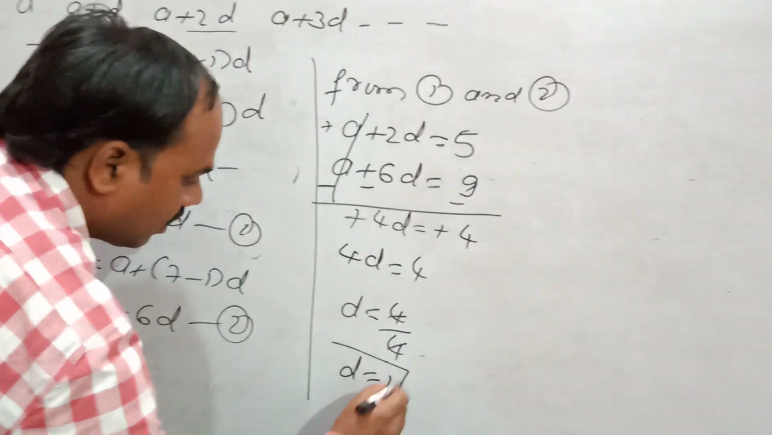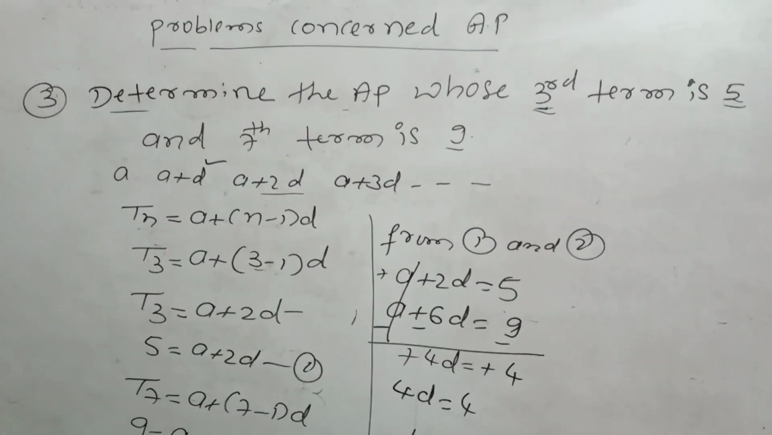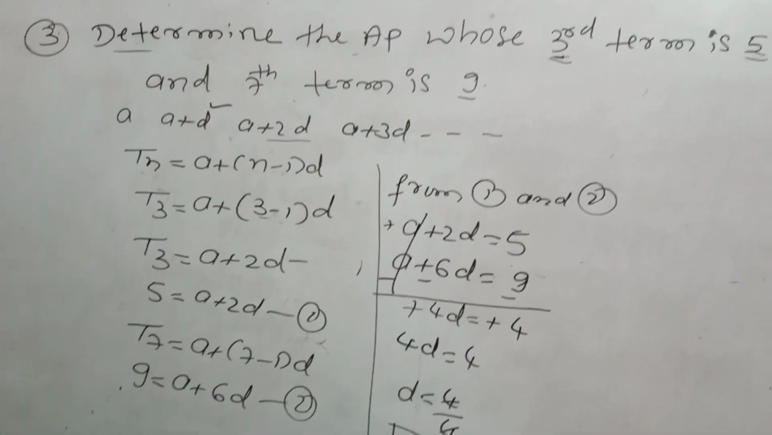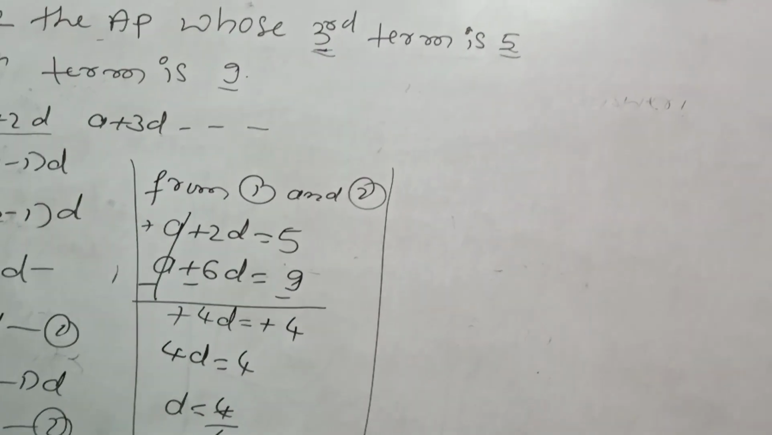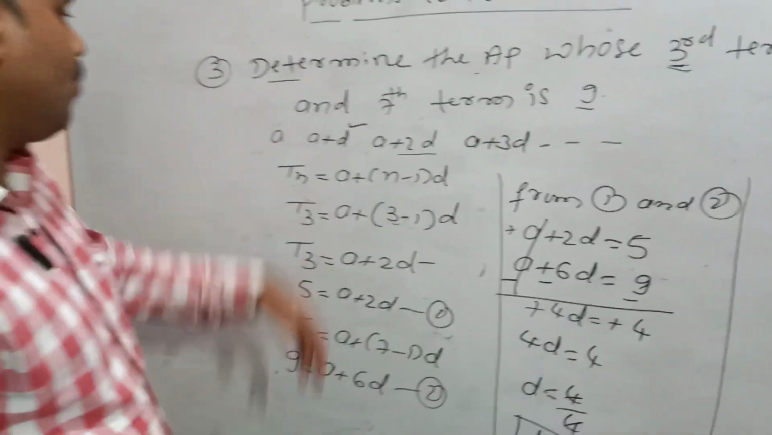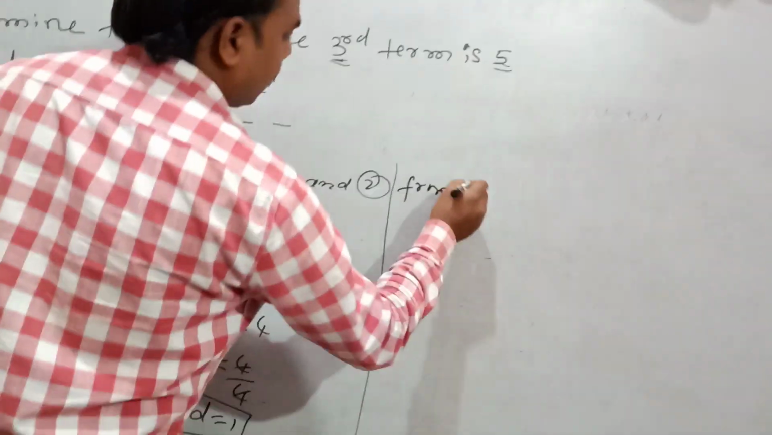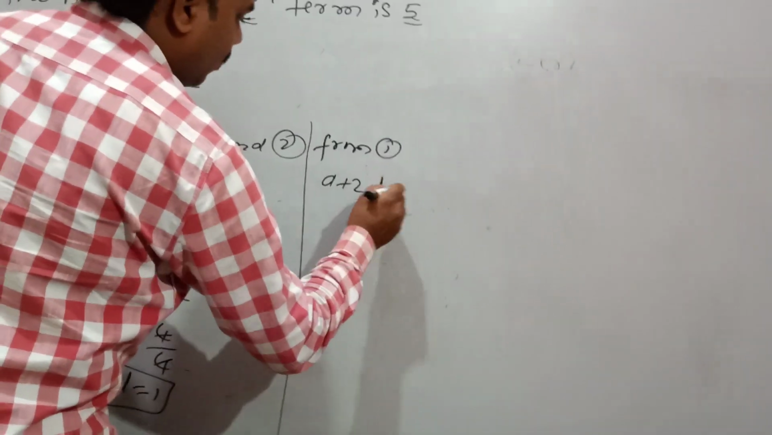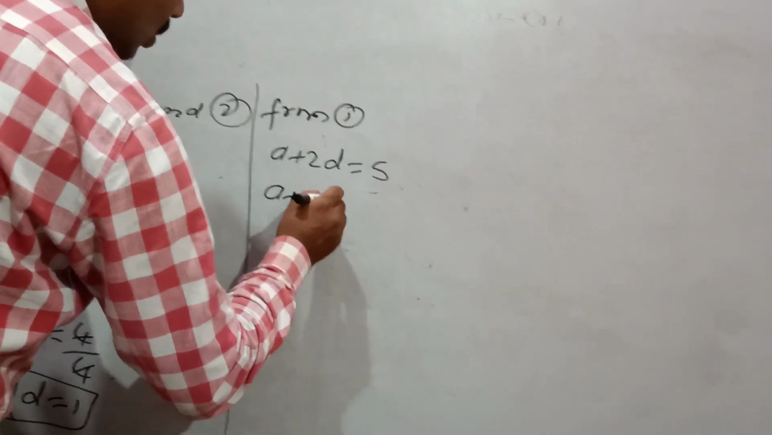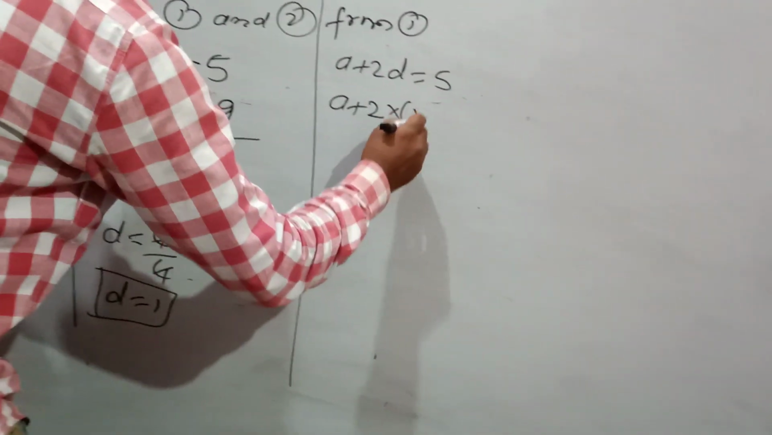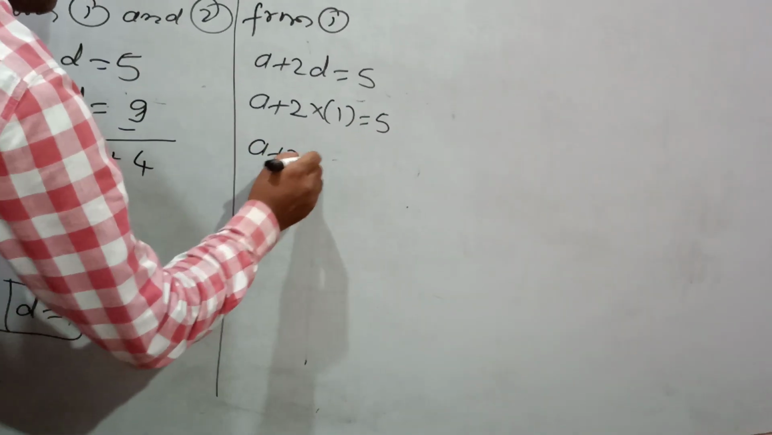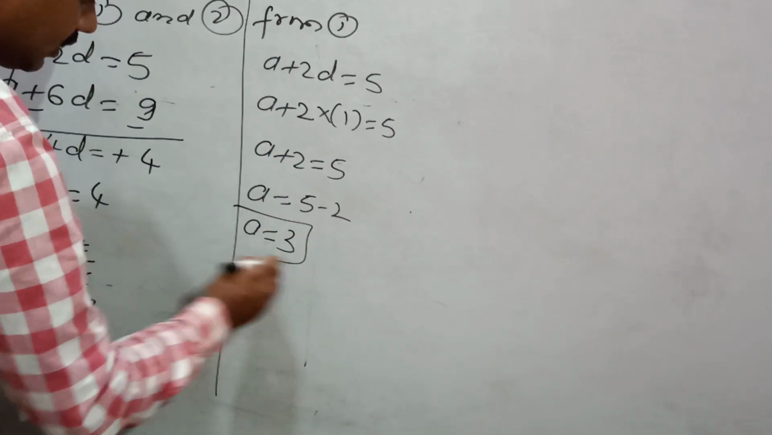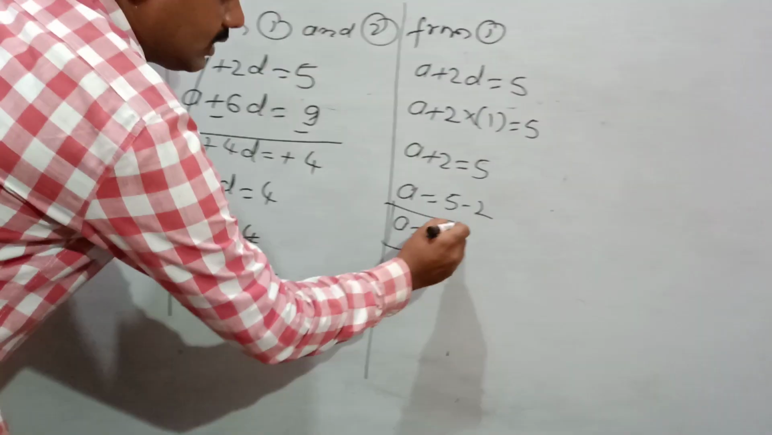The d value is 1. See, the d value you know now, and we want to find the a value. If you know the value of a, you can easily find the AP. If you consider equation number 1 or 2, we can easily find the value of a. Equation number 1 is a plus 2d equal to 5. Here it is as it is, plus 2 times d, and d value is 1, therefore a plus 2 equal to 5. a equal to 5 minus 2, plus becomes minus, so a equal to 3. See, this is the value of d and this is the value of a.